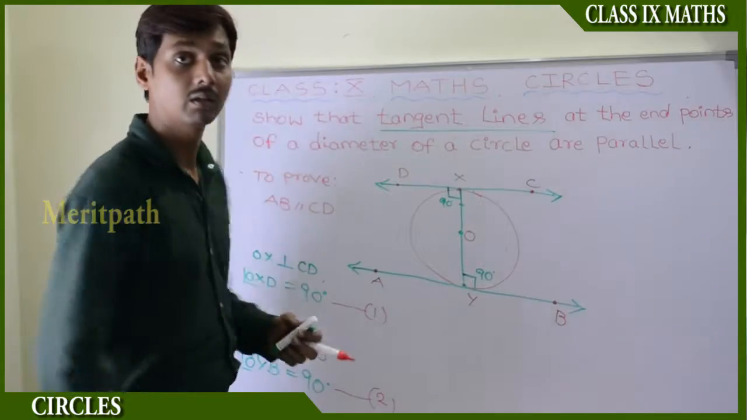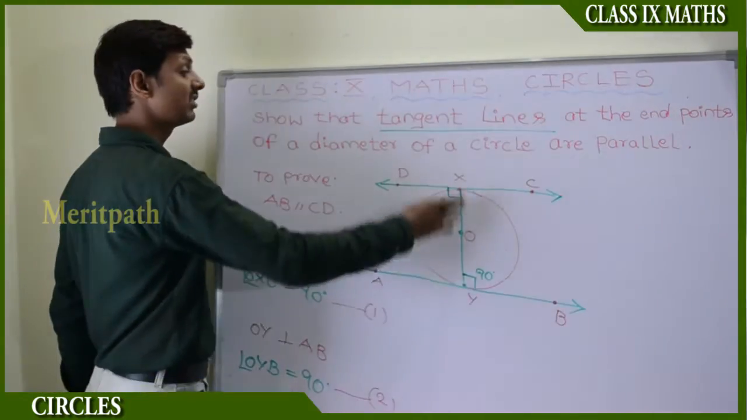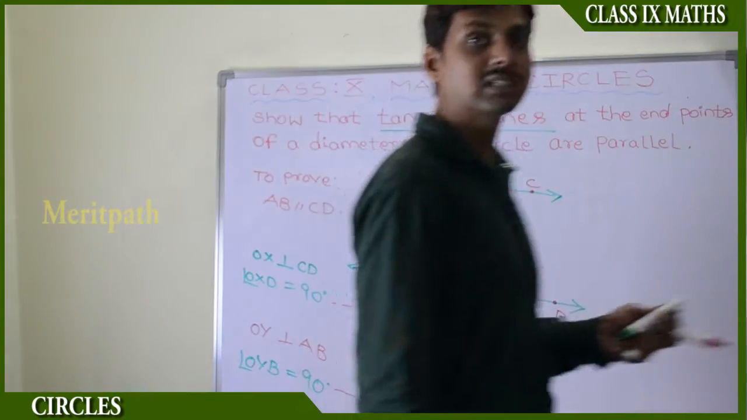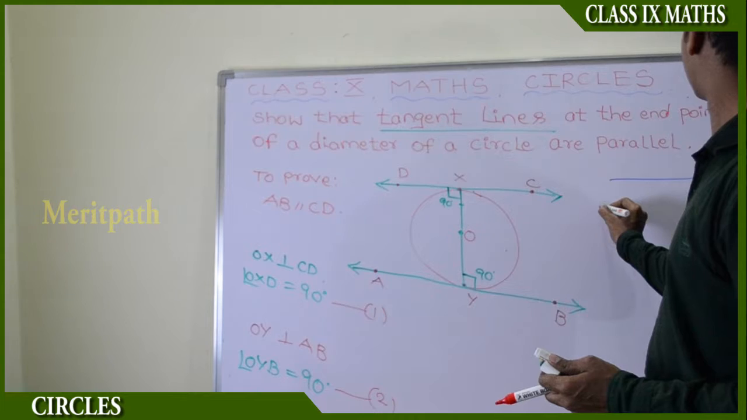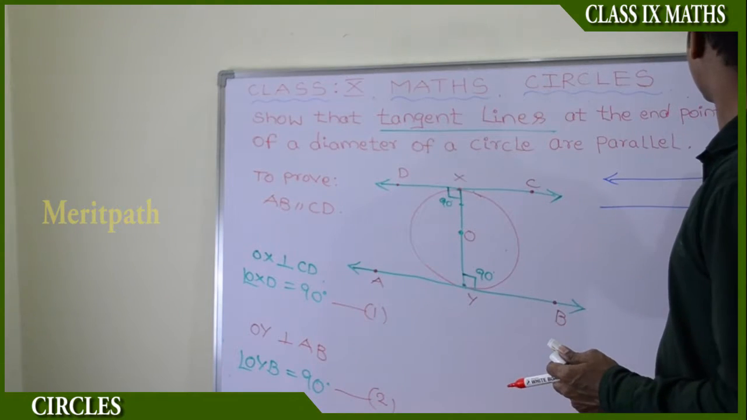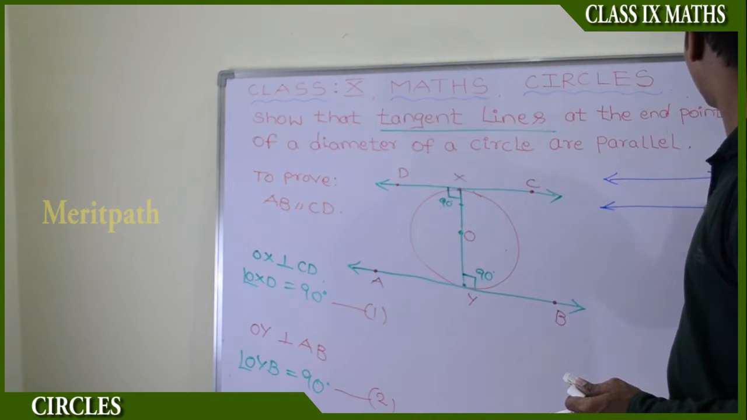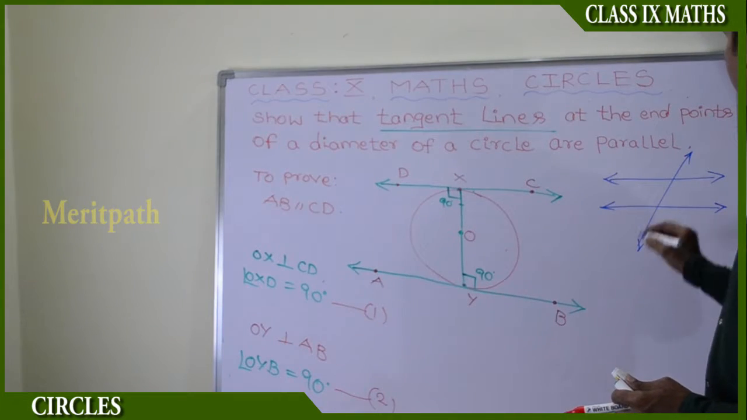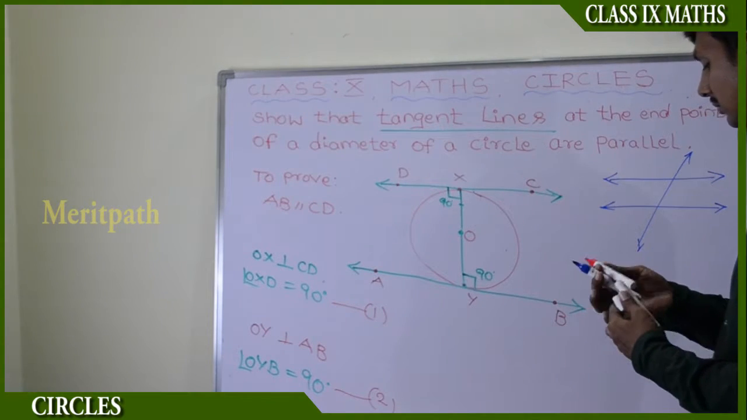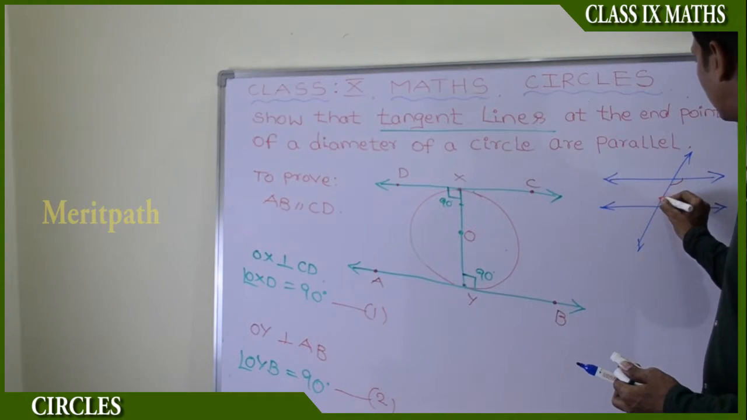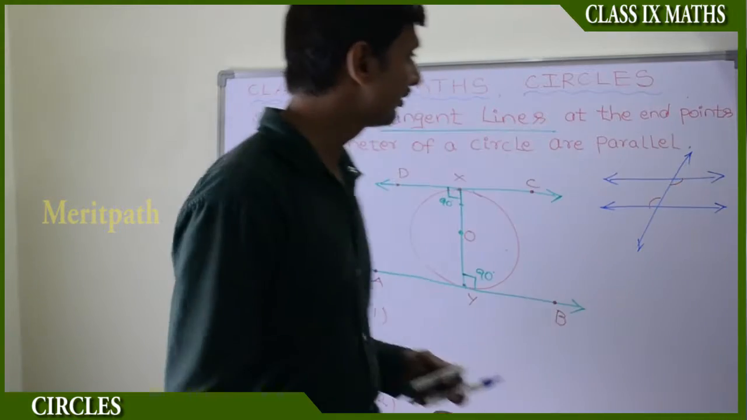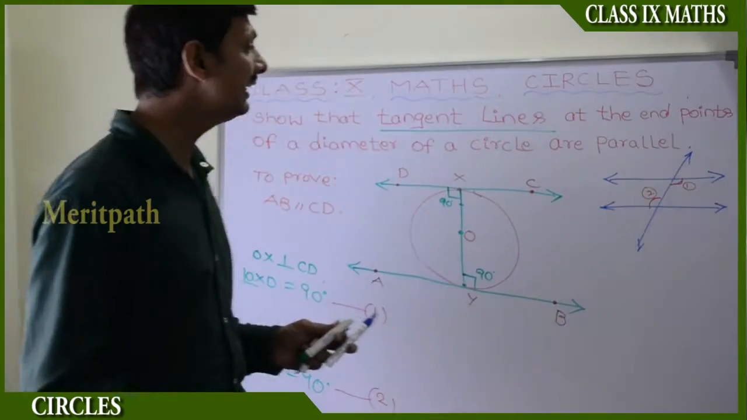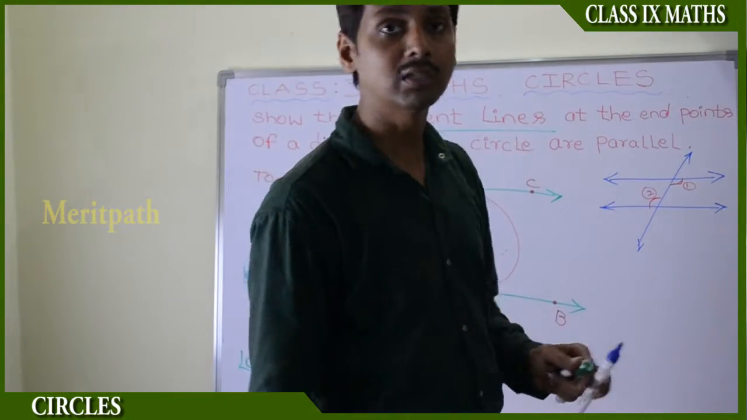So from 1 and 2, we can observe that angle OXD and angle OYB are alternate angles. Alternate angles arise when two lines are intersected by some other line, called a transversal. The interior angles on either side of the transversal are called alternate angles. Angle 1 and angle 2 are on either side of the transversal, so these angles are called alternate angles.